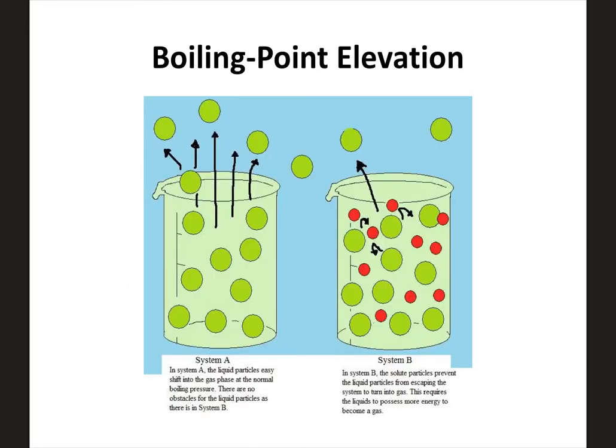We can see this here from this picture. Here is your normal solvent. You can see the molecules kind of leaving the liquid, turning into the gas. But when you add the solute, it kind of gets in the way, and less of those molecules are able to escape as a gas, which would lower the vapor pressure, which means in order to get it to boil, you're going to have to add more energy, and the boiling point is going to increase.